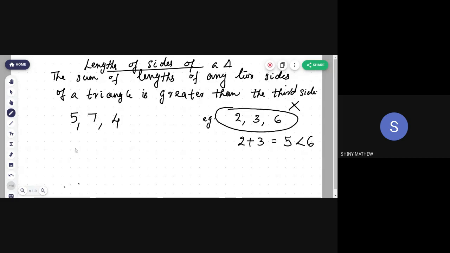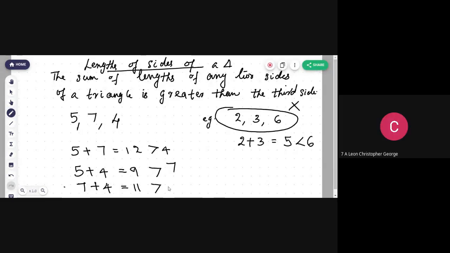First, 5 plus 7 is 12. That is greater than 4. Then we take 5 and 4. 5 plus 4, that is 9. That is greater than the third side, 7. Next we can take 7 and 4. 7 and 4, that is 11. That is greater than 5.